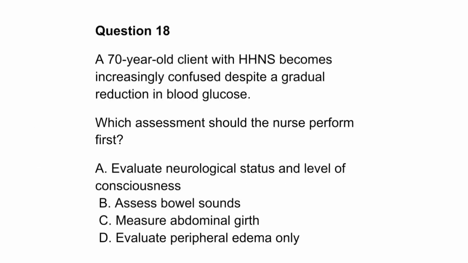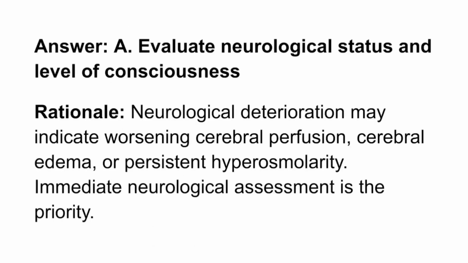Question 18. A 70-year-old client with HHNS becomes increasingly confused despite a gradual reduction in blood glucose. Which assessment should the nurse perform first? A. Evaluate neurological status and level of consciousness. B. Assess bowel sounds. C. Measure abdominal girth. D. Evaluate peripheral edema only. Answer: A. Evaluate neurological status and level of consciousness.